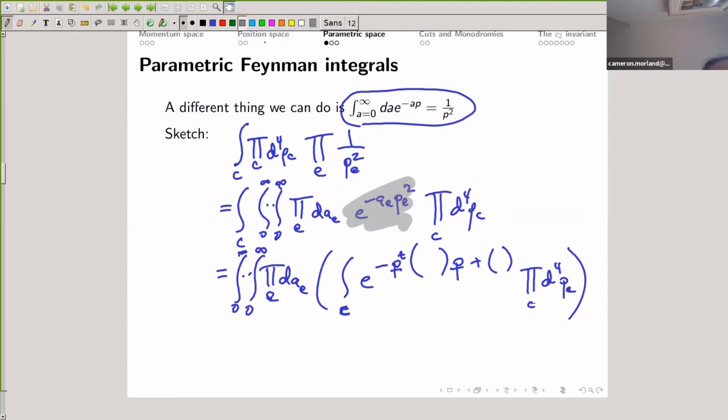All right, so the point is this is Gaussian. And so you can look it up. But what's going to be important is to think about what's going to go in these two slots. So there's this slot and there's this slot.